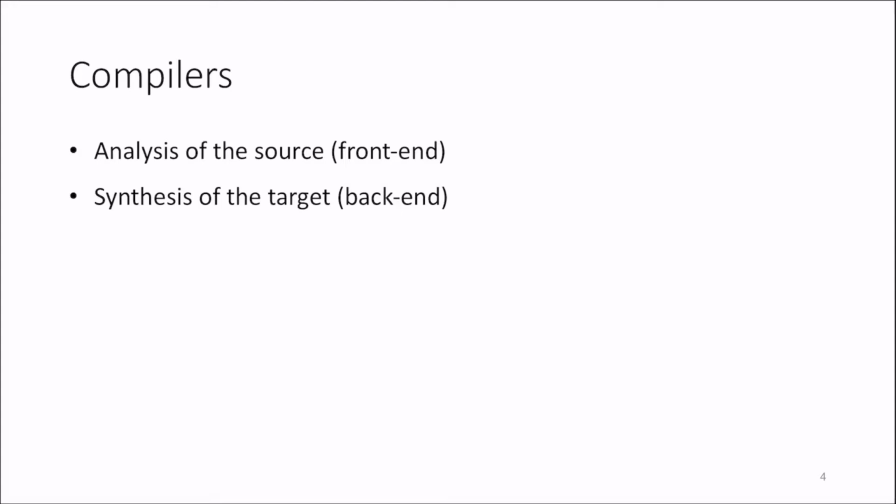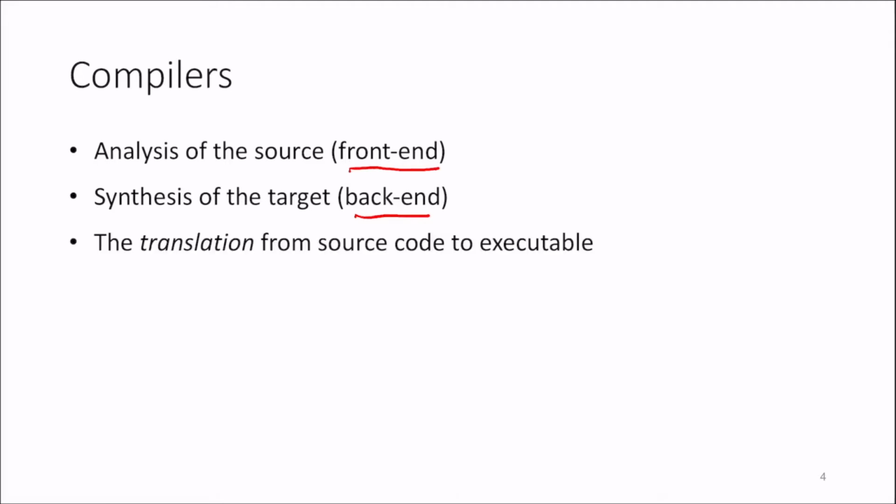So the front end is responsible for all the source code analysis, and the back end is responsible for the code generation and optimization. So you can think of it as a translation task. It's a translation task from a source code to an executable. And I want you to think about, how is this different from other translation tasks? Is it similar or different from translating from one language to another?